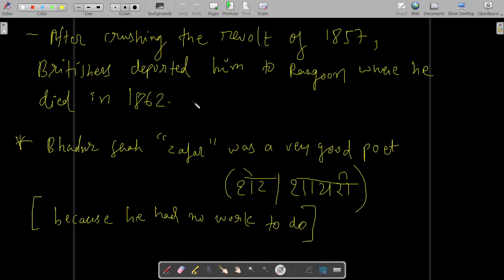There was no mobile or laptop or something like that in those days. So he had nothing to do, and he used to simply write poems. That's why he was a very good shayar. He used to write very good Urdu poems, because he had no work to do. So that's how the reign of Bahadur Shah Zafar ended. In this way, the later Mughal kings are over.